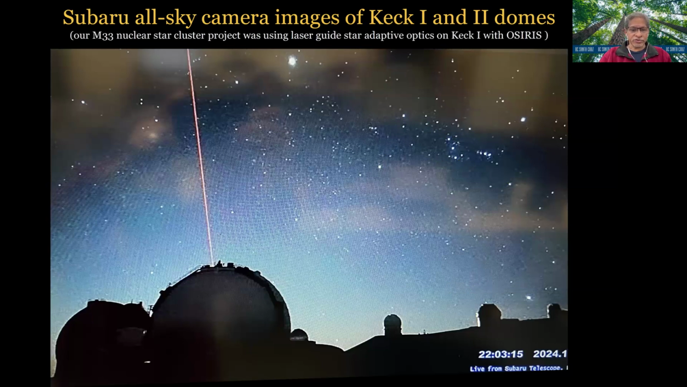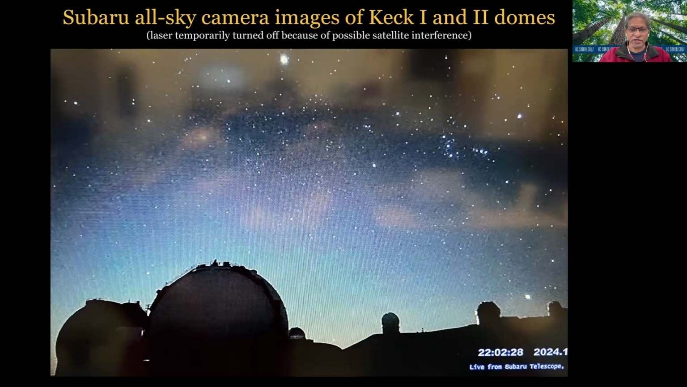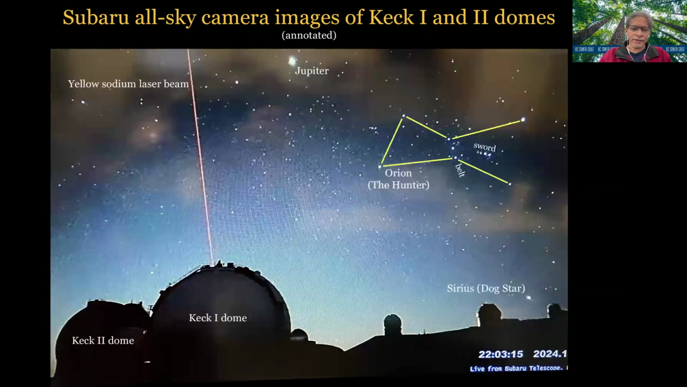One of the things about using a laser guide star is that every time there's a potential conflict with a satellite orbiting the Earth, we have to shut off the laser. So this was a moment when the laser was shut off, for example. You see the laser, no laser. If you look at the time tag, this was at 22:02:28, with the laser shut off, and a few seconds later the laser was back on.